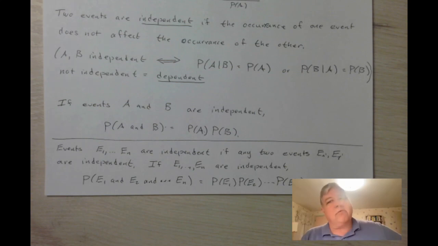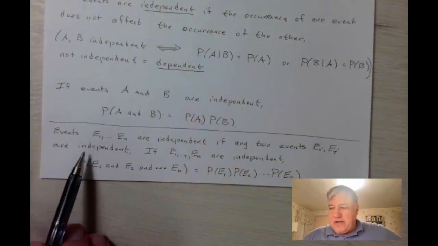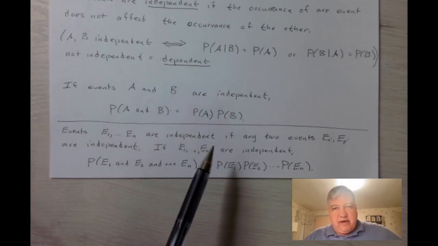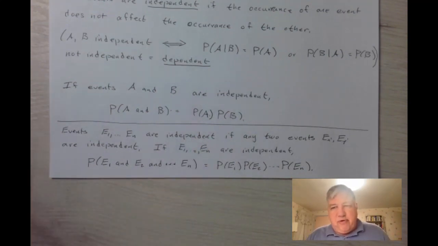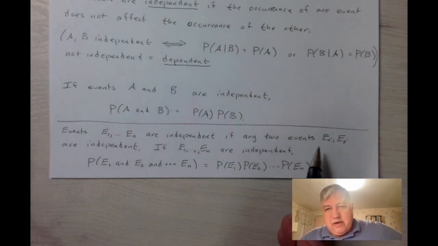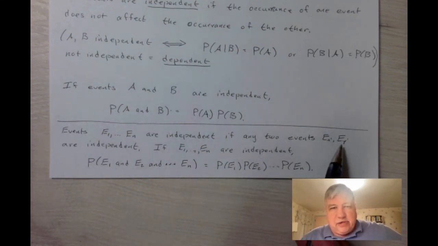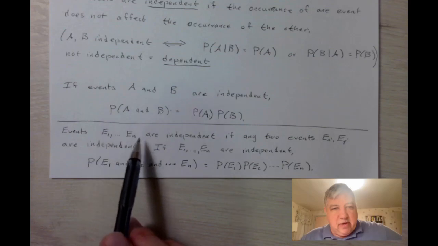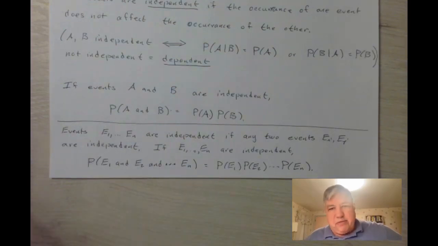Now we can generalize this to not just two events, but many events. Specifically, if we have events E1 through En, we say they're independent if any two events are independent. Take Ei and Ej, where i and j are not equal, then they're independent. Okay, so that's what we mean when we say a whole bunch of events are independent.